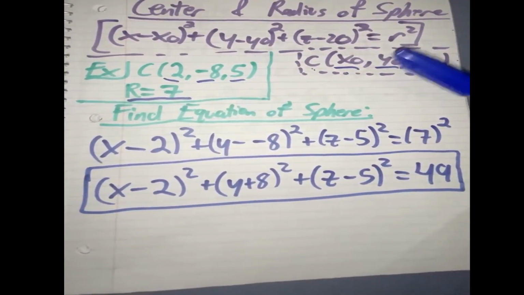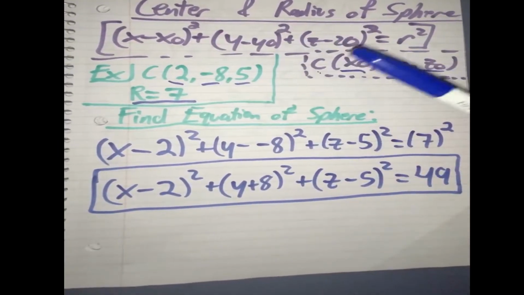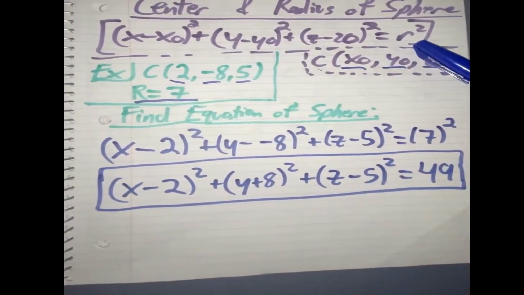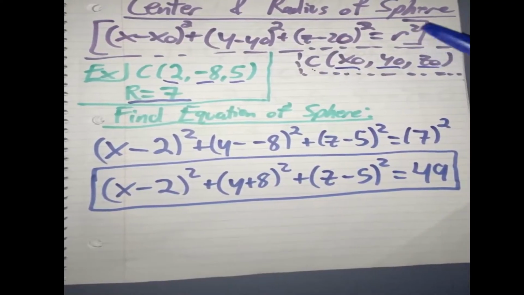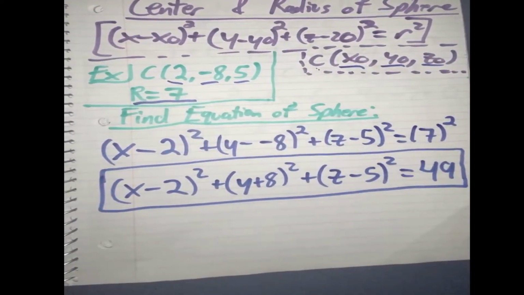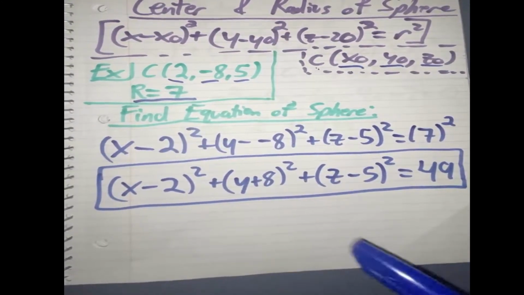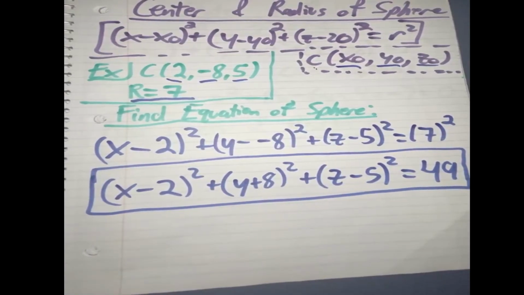So just identify your center as x naught, y naught, z naught, not the x, y, z. Plug them into this formula right here, which is what I did. Then your radius, don't forget to square it. Or if it gives you an r squared, take the square root of it, which it could have also done. But that's how you find the equation of the sphere given its center and its radius.